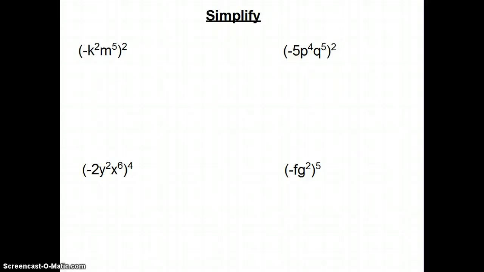Again, please take a moment to pause the video and try these next 4 on your own. For the first one, I do want to point out that there is a negative 1 in front of your k squared. So you should have, in this one, a negative 1 raised, and we're putting that 2 on it, to the 2nd power. Then you have k to the 4th, m to the 10th, after you apply that exponent of 2. The negative 1 in front should become a positive 1 times k to the 4th, m to the 10th, or simply k to the 4th times m to the 10th.